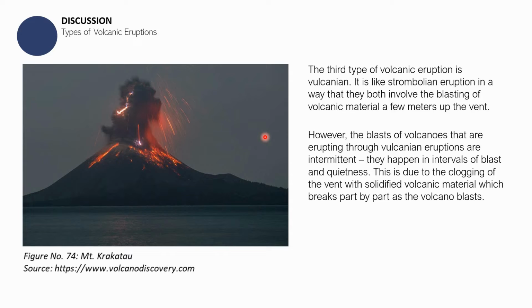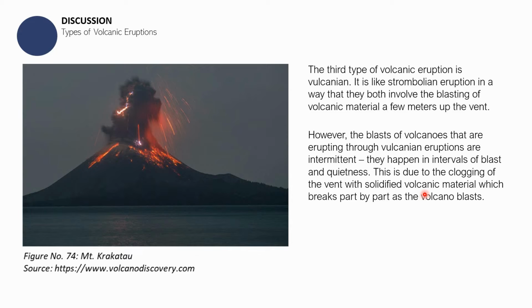However, the blasts of volcanoes that are erupting through Volcanian eruptions are intermittent. Every now and then, it blasts up, there's this kind of blasting, but then it becomes quiet again. Okay, so again, there's a blast, then it becomes quiet again. Why is that so? Because of the clogging of the vent with solidified volcanic material. The vent, where the magma passes to become lava, is clogged with solidified volcanic material that soon is going to be broken apart as the volcano blasts.